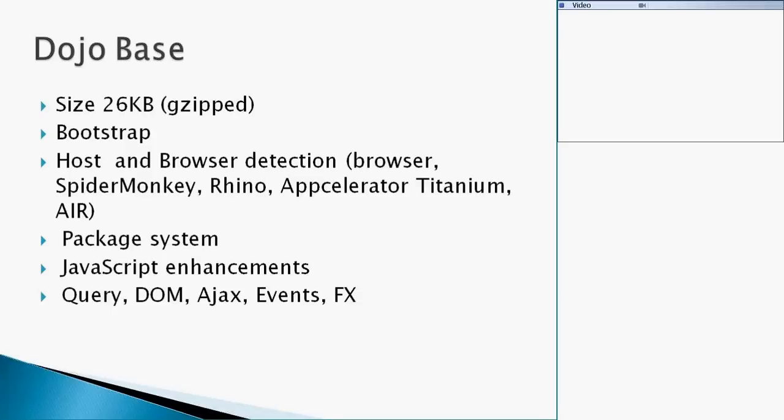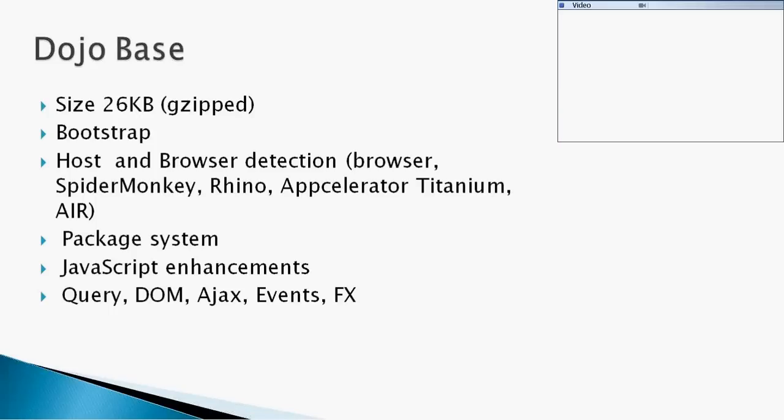which is very small. The major things which Dojo Base provides are query, so you can query the DOM, just like CSS selectors. We'll go into a little more detail about all these things. And the DOM API, where you can add any element inside any HTML document, remove it, change its properties. All that API is available.